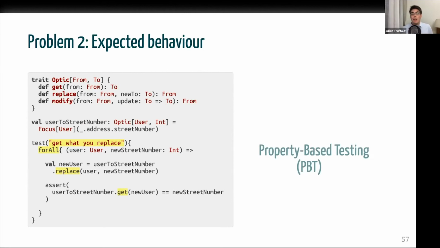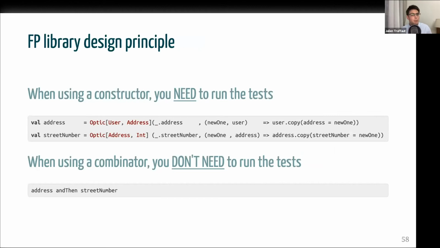Functional libraries like Monocle package all these properties in a module and offer it to the users. So like this, you don't even need to know that they exist. When you create your own optics, you can just run the test suite and check whether the optic you just created is valid. So it's very convenient. And there is an FP library design principle that says that when you create this interface from scratch using a very low-level constructor, it's up to you, the user, to verify that the optics you just created satisfy the expected behavior. So in concrete terms, it means you need to run the tests. You need to verify that they are correct.